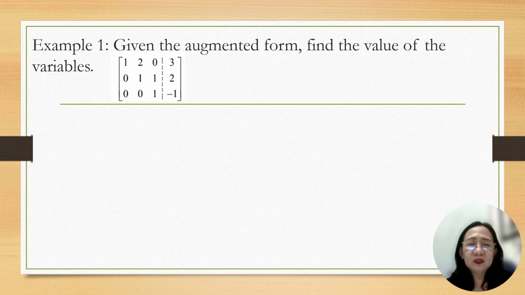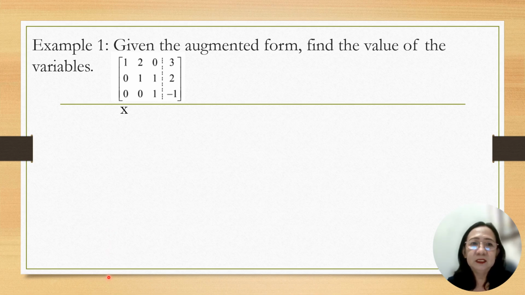Let us take a look at this example. Given the augmented form, find the value of the variables. If we look at our given matrix, it is already in the augmented form. By looking now at the main diagonal, all of these have the entries of 1, and below the pivot are already 0. So this is in the row echelon form already.